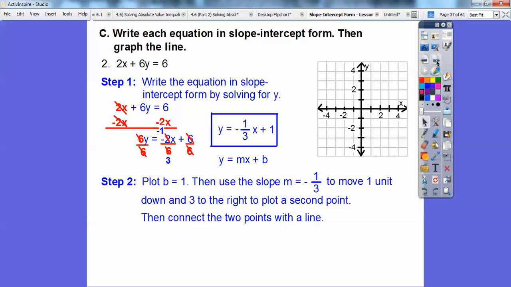I think I did it one at a time. So there's b. And then now I'm going to go down 1. Okay, see here we went down 1, and then 1, 2, 3 to the right, and then we connect them up. That's our line right there. Okay, so here's our equation, and here's our graph right here.